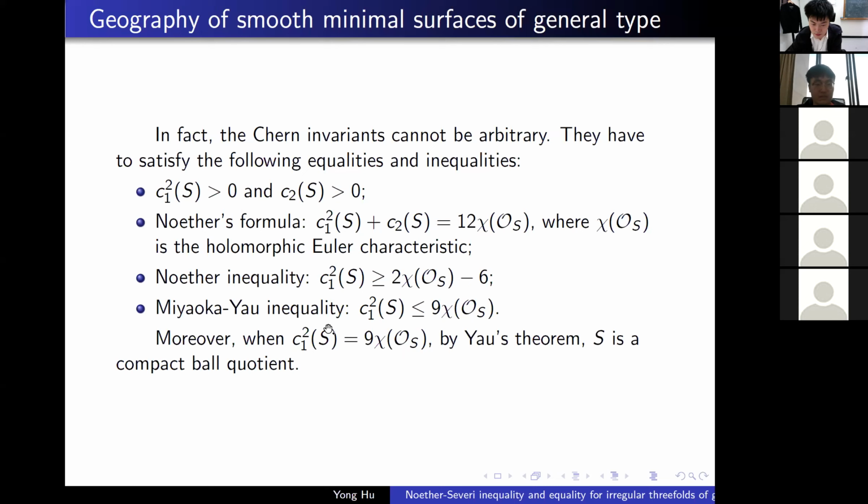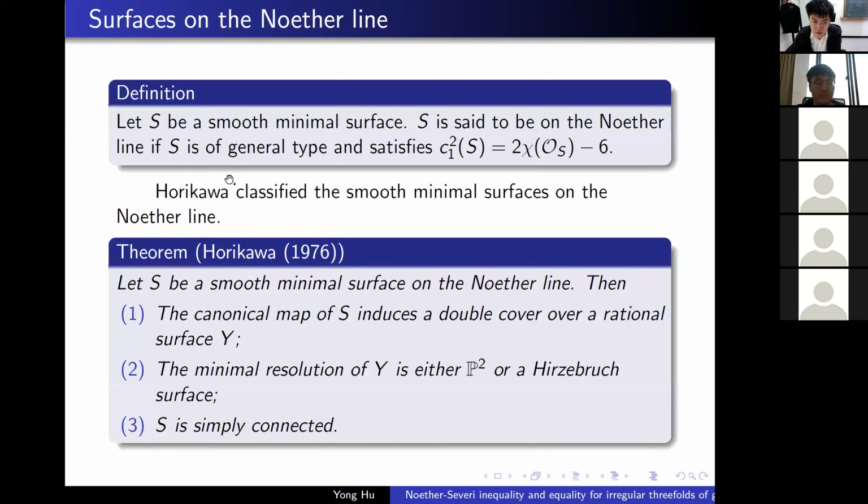Now, what happens when this optimal inequality becomes an equality? Let me give you the following definition. Let S be a smooth minimal surface. S is said to be on the Noether line if S is of general type and satisfies c1 square equal to 2 chi(O_S) minus 6.